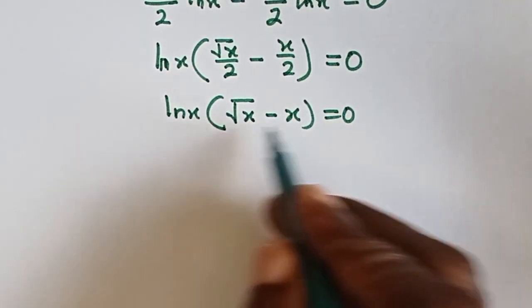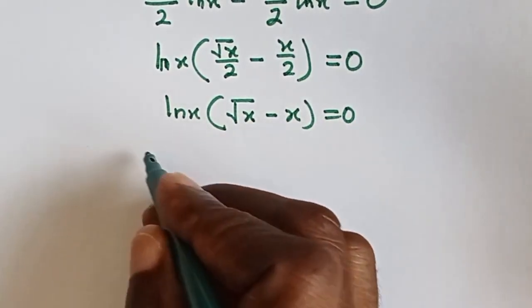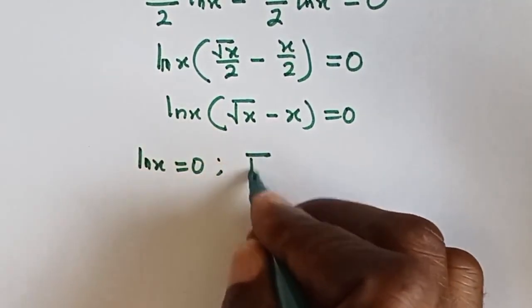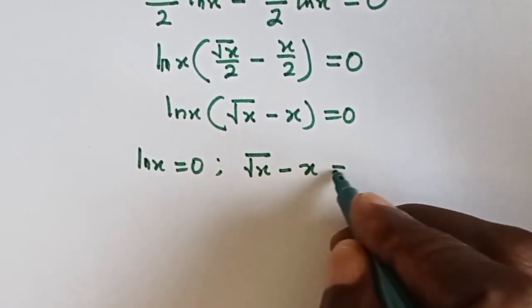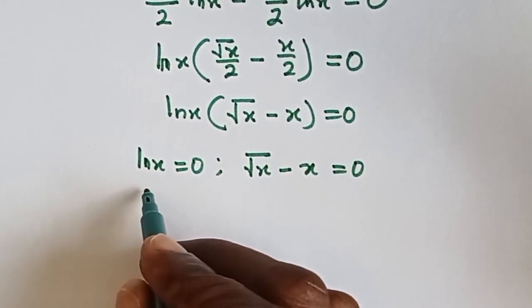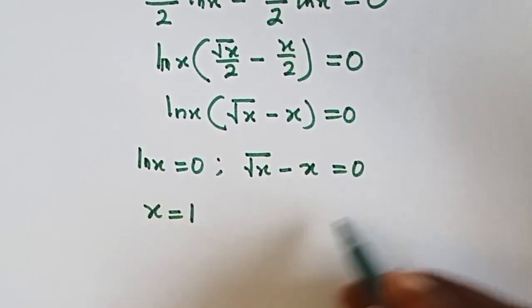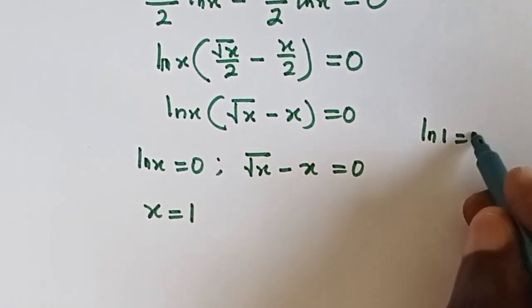Now we have ln x equals 0 and this equals 0. So ln x equals 0, and then we also have root x minus x equals 0. Alright, so what is ln x equals 0? It means x equals 1, because ln 1 is equal to 0.